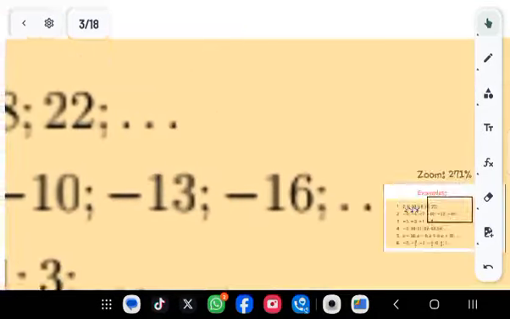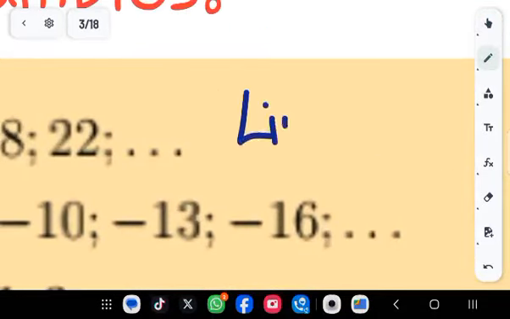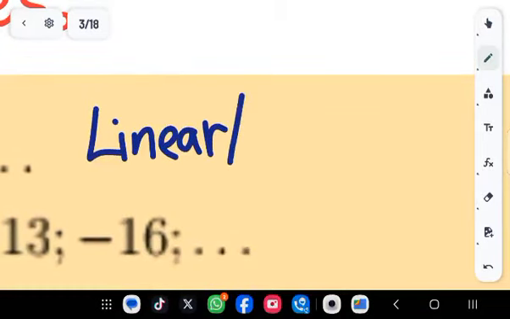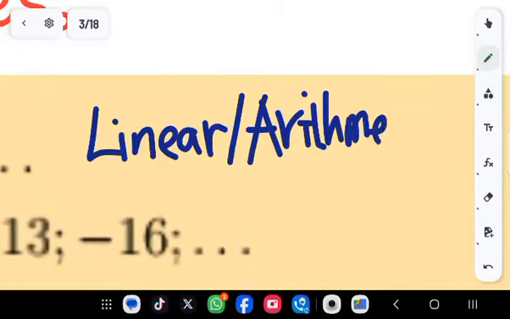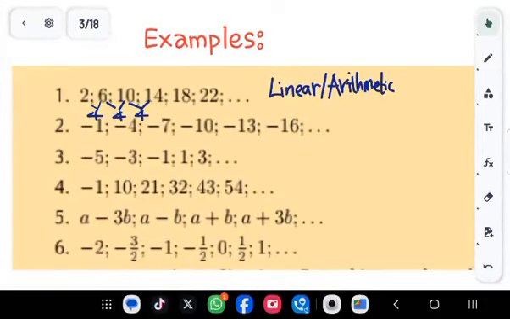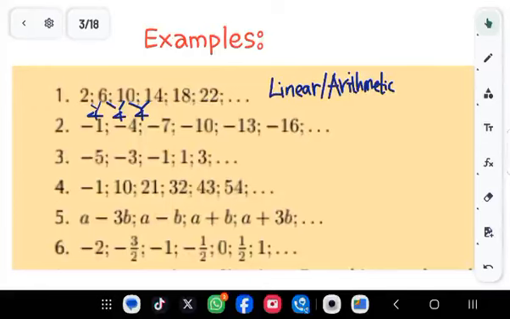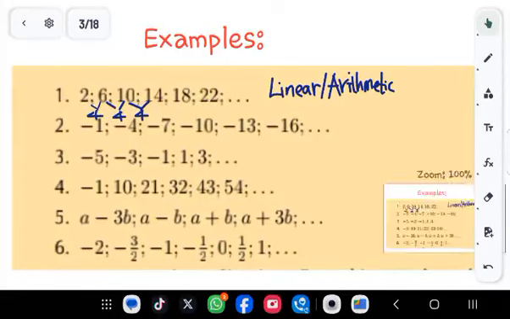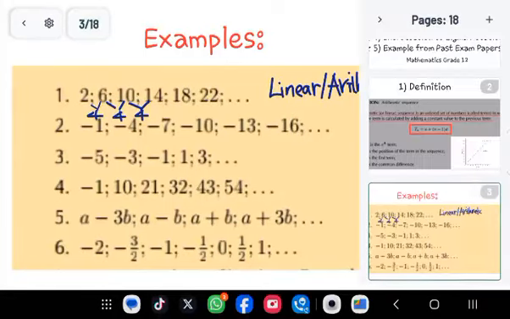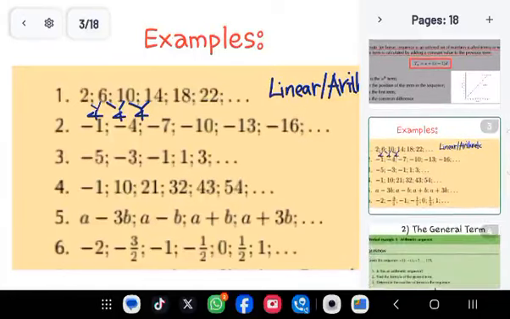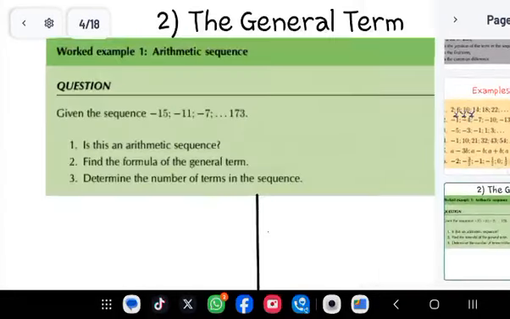So that makes this a linear pattern or a linear sequence or an arithmetic sequence. That's how you test whether a sequence is a linear arithmetic sequence or not. And you can pause this video and check the constant difference of the rest of the sequences, and you will see that they all follow a linear pattern, and therefore they are arithmetic sequences.